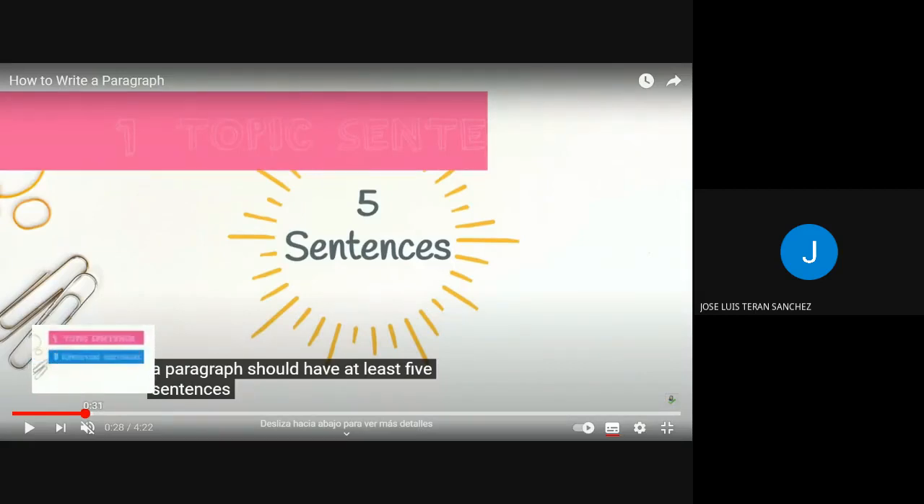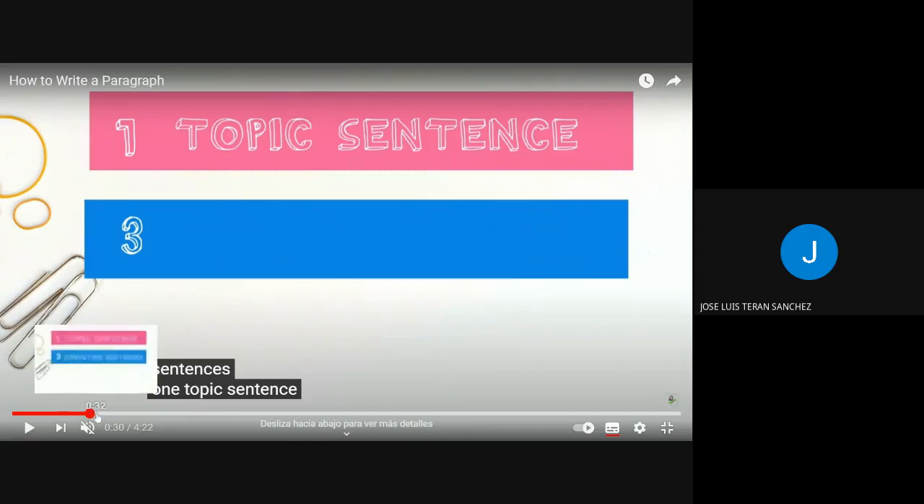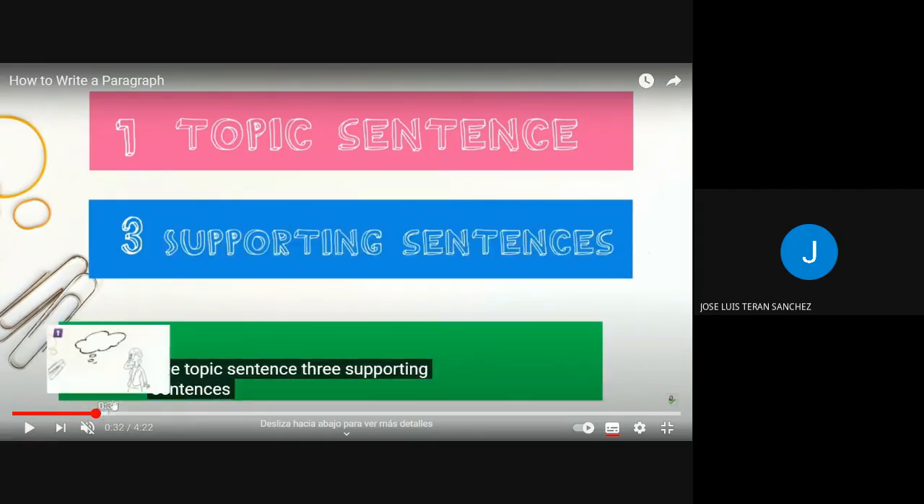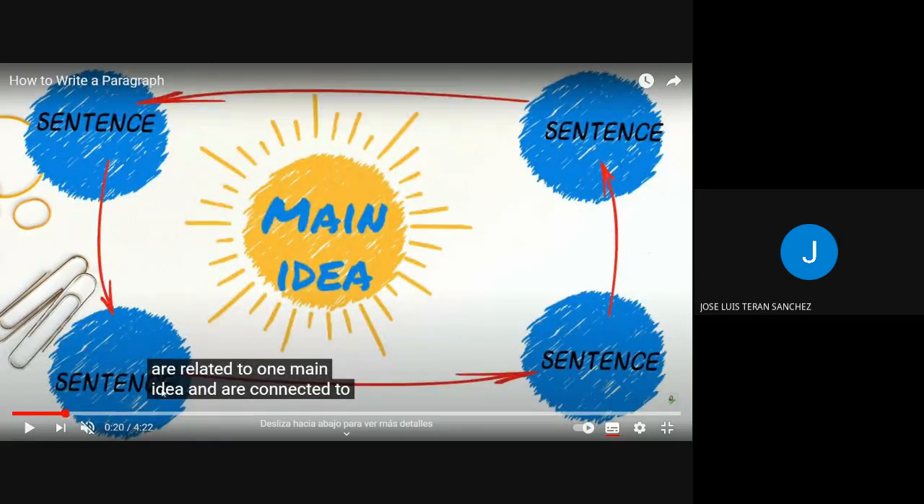So your 5 sentences. Now, what is a sentence? A sentence is subject, verb, complement. That's a sentence. And whenever we write a paragraph, we need to have a topic sentence. Now, let me explain this better. I will come back to here.